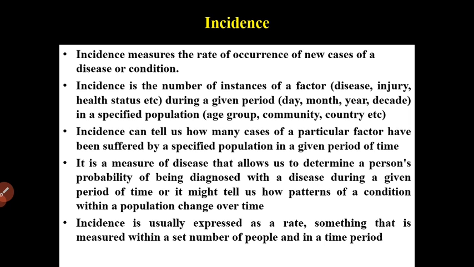Fine. A change or fluctuation in the incidence of disease may also mean a change in the etiology of disease. For example, change in the agent or host and environmental characteristics. Fine? Understood?